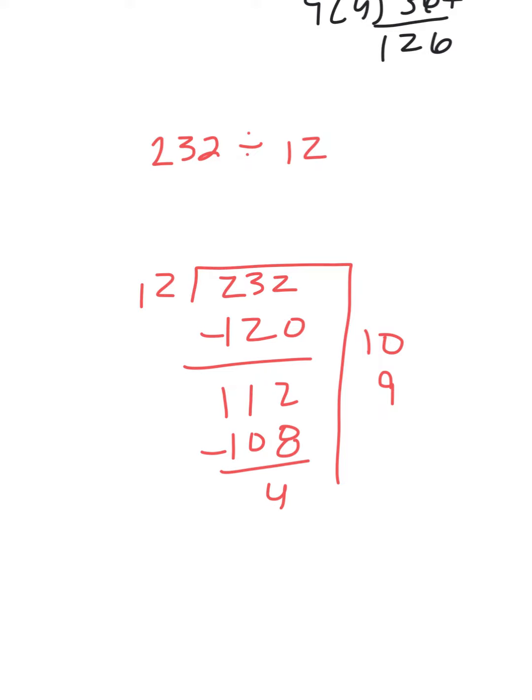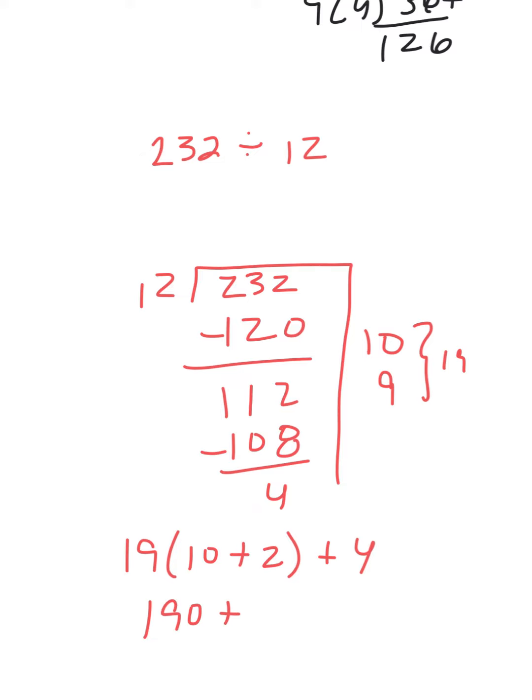So when we go back to think about inverse operations or checking our work, we're asking ourselves, well, 19 times 12. Let's think what I just did. I'm using partial products. I broke 12 into 10 plus 2. So 19 tens is 190. 19 twos is 38. And we still have 4 more left over. So when we add that all up, we're left with 232, which is exactly where we started.